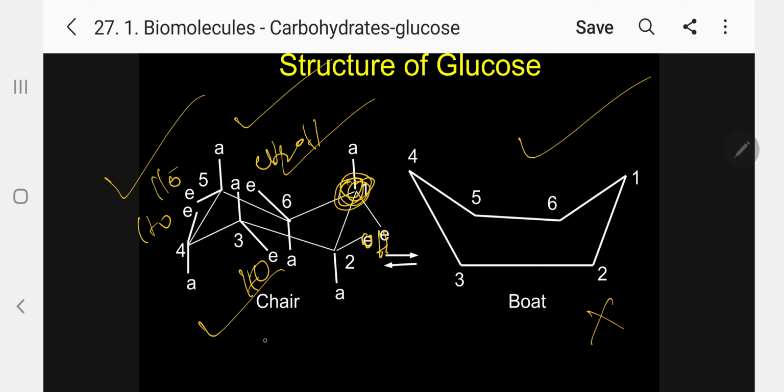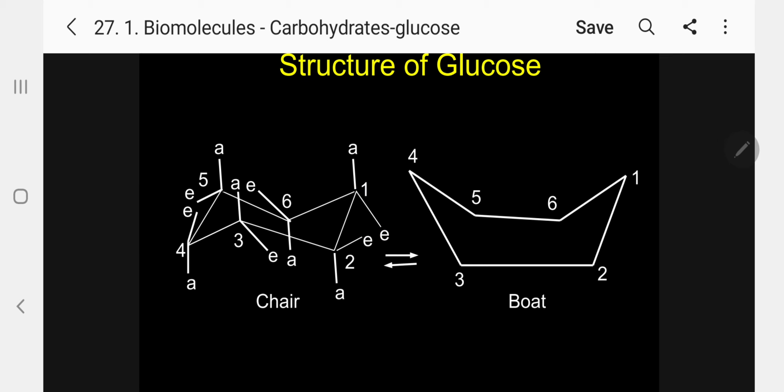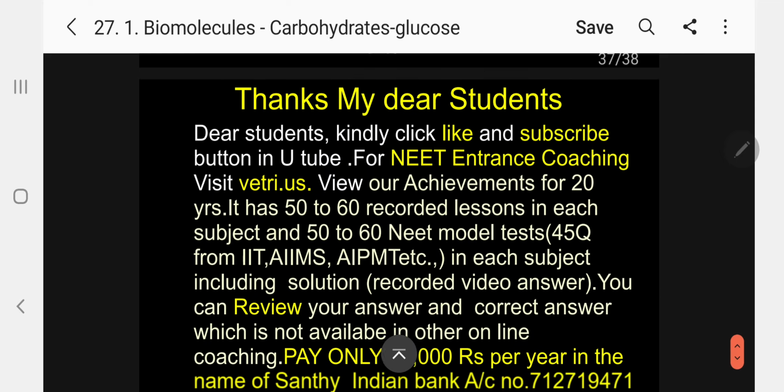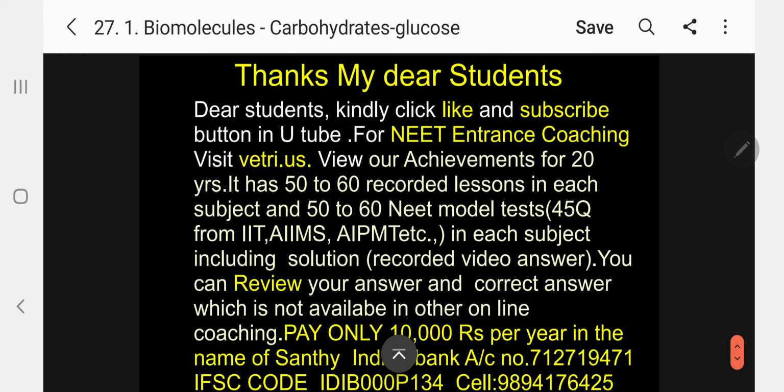This is represented in the form of chair. This is the real form of chair form. Slightly higher level, kindly understand. So this is what you must have regarding the structure of glucose. I have come to the conclusion.